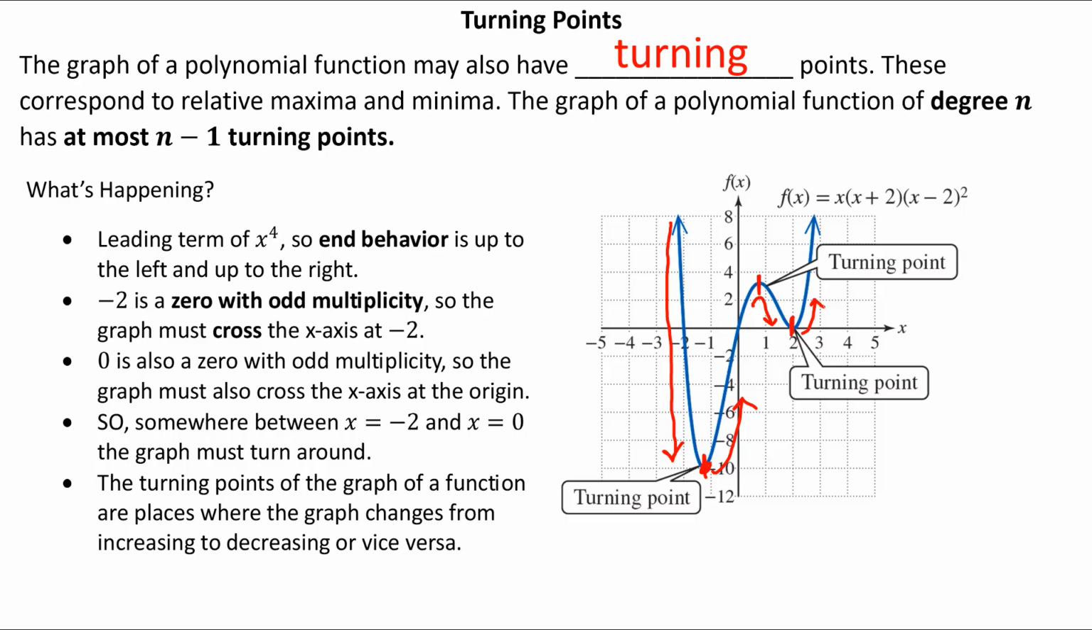The graph of a polynomial function of degree n has at most n minus 1 turning points. So if you have a 5th degree polynomial function, you know it can only have at most 4 turning points.